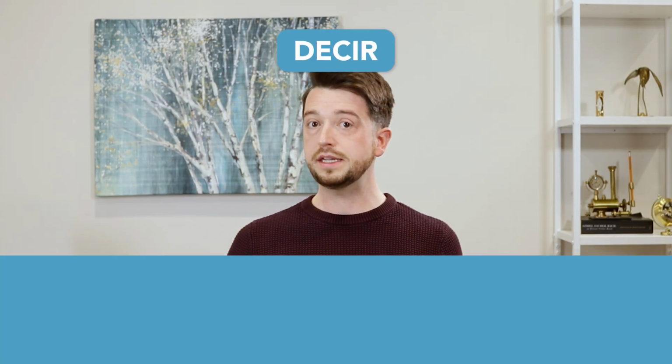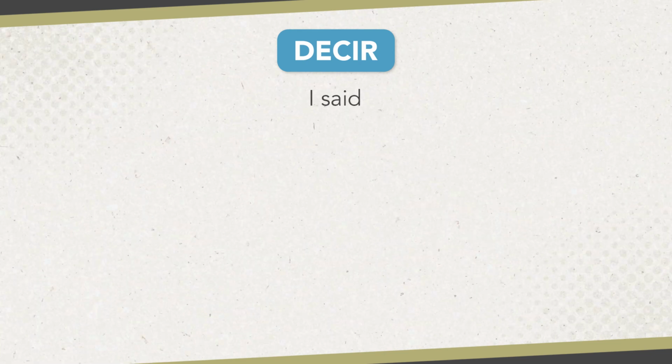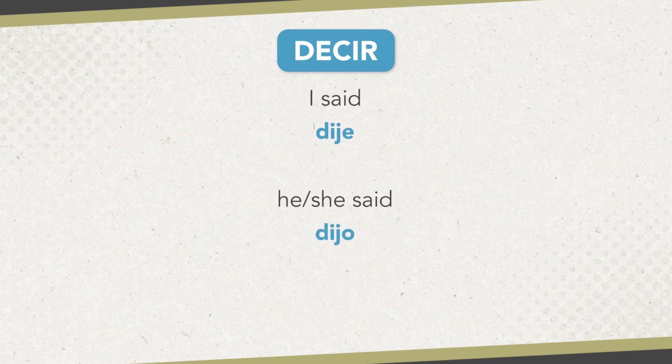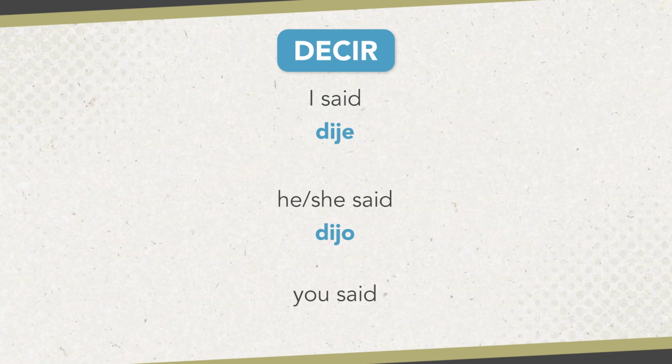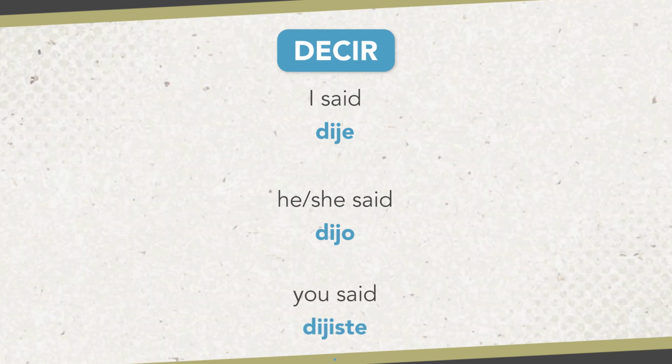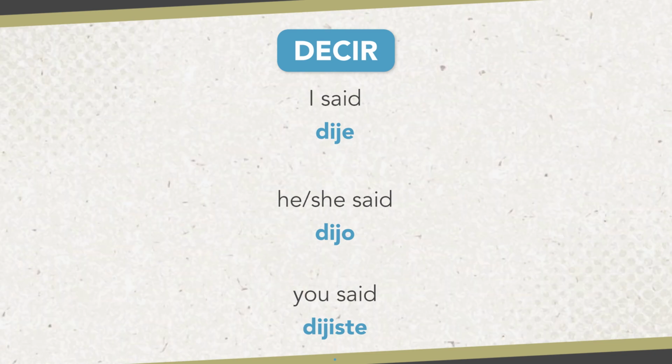So let's look at these 3 past tense forms of decir. The word for I said is dije. The word for he or she said is dijo. And the word for you said is dijiste. Of course, there are other past tense forms, but they don't make it to the top 10, so we'll focus on these 3. Let's throw these into those simple sentence examples.